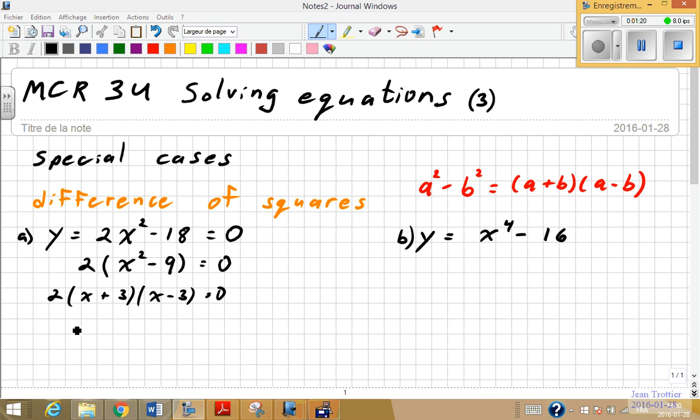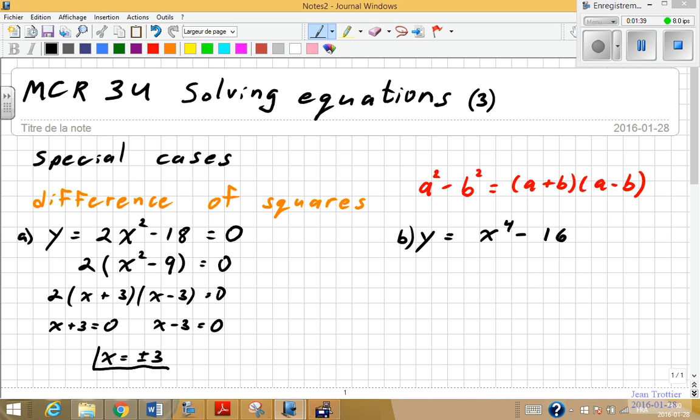Okay, so to solve our equation, we have to consider the first factor. It could be x plus 3 equals 0. And then the second factor, x minus 3 equals 0. And we'll go straight to the answer, x equals plus or minus 3. That's if we solve for both of them.